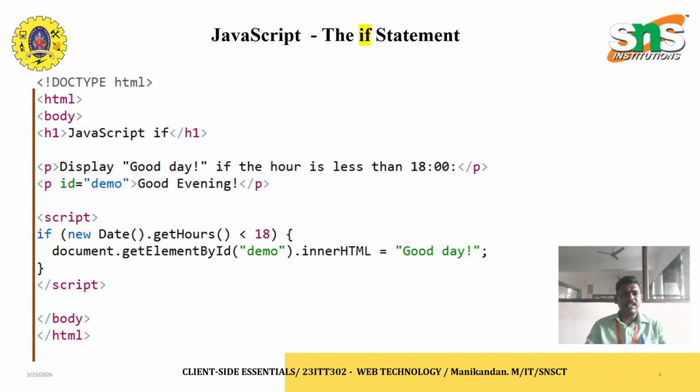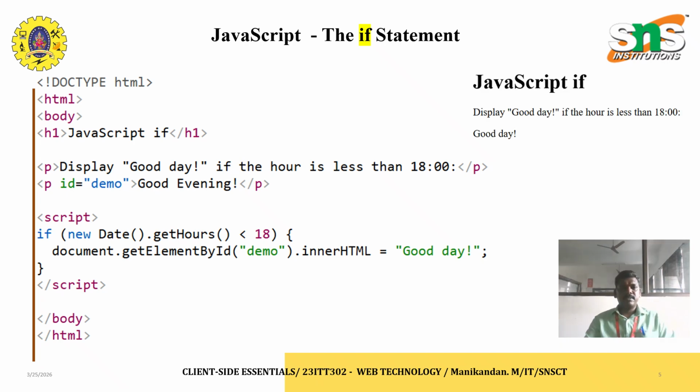Inside the if condition, we are getting the date and getting the hours. If the hour is less than 18, it will display good day, or else it will come out of the loop. In this example, we are displaying whether it is a good day or bad day based on the hours. We have 24 hours, so if the value is less than 18, it will display good day, or else it will come out of the loop.